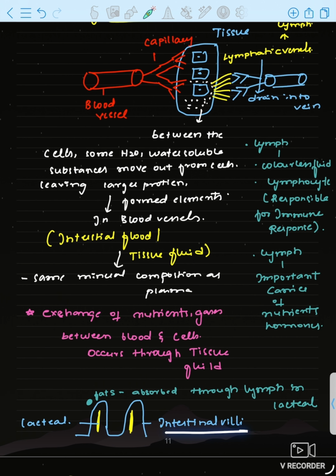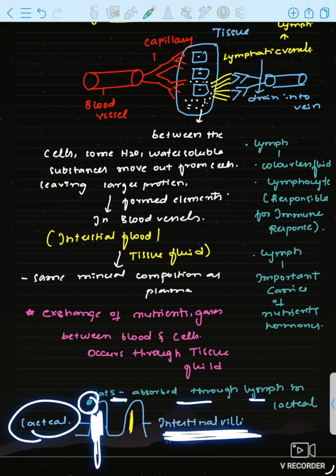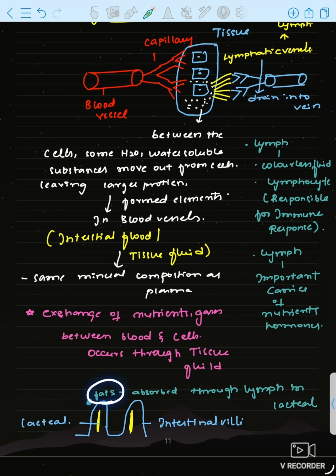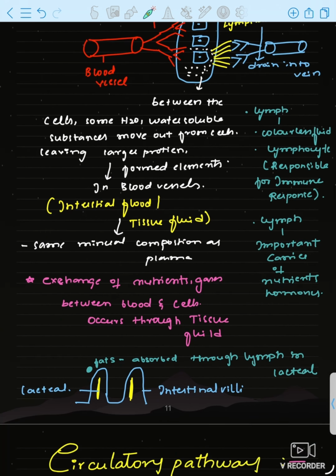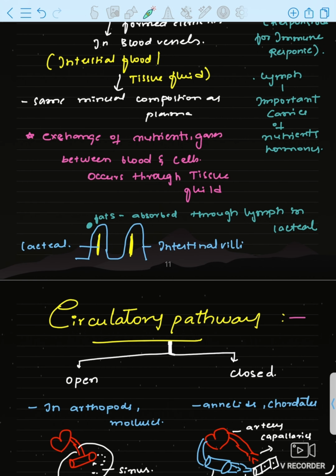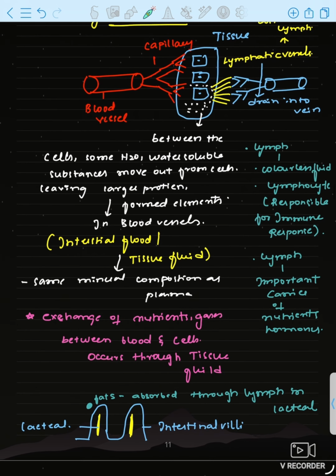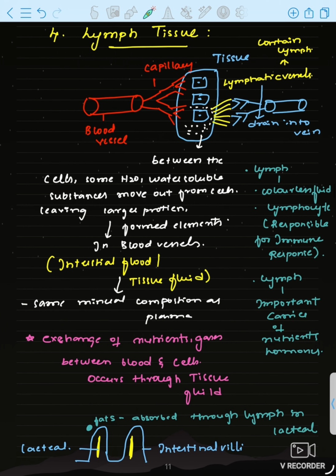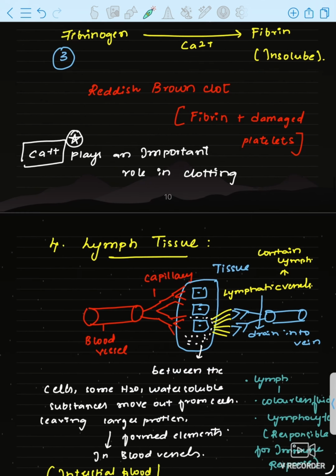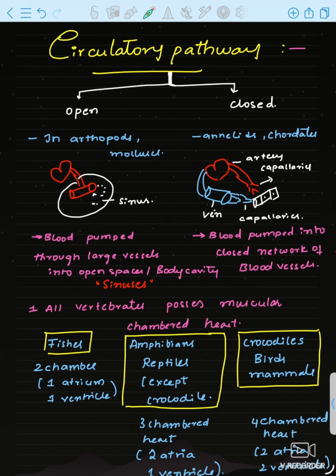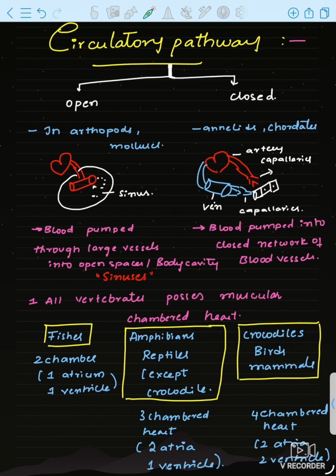And you can see in the intestinal villi, the lacteal is present. Now fats are there, no? Fats are absorbed through lymph, that is, in the lacteal. Fats are insoluble and can't be directly absorbed into the mucosa. That is why they are absorbed through lymph in the lacteal. So this is all about blood composition, Rh grouping and ABO blood grouping, coagulation, and lymph tissue.